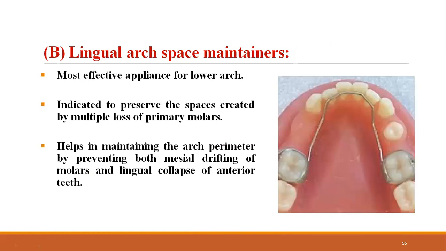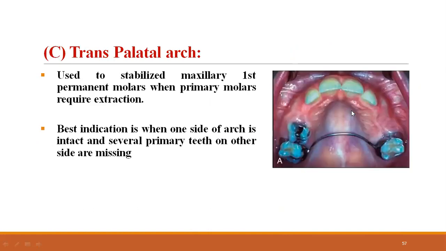Next, the lingual arch space maintainer. This is the lingual arch space maintainer. This is the most effective appliance for the mandibular arch. It is indicated to preserve the space created by multiple loss of primary molars. It helps in maintaining the arch perimeter by preventing both mesial drifting of molars as well as lingual collapse of anterior teeth.